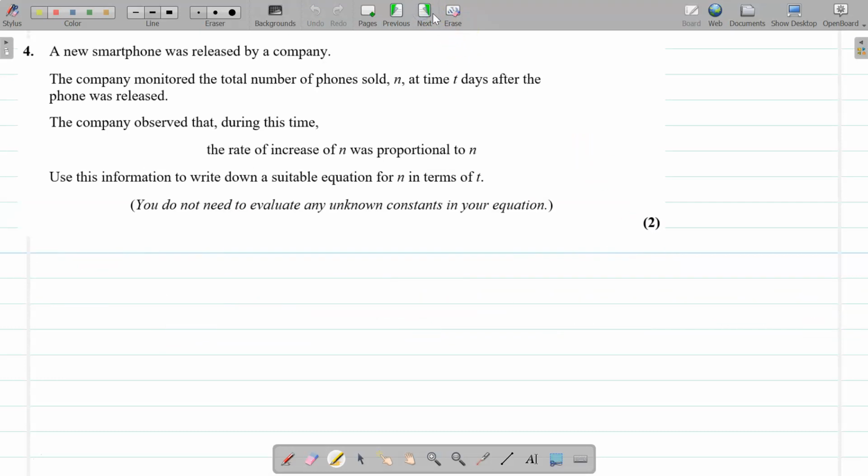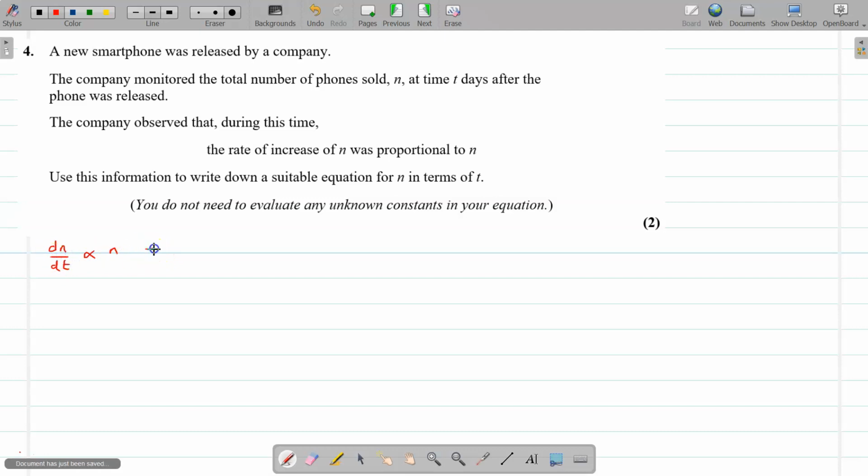Okay, next question. Now, a slightly unusual question, this one, because you don't actually need to work anything out. You just need to write down an equation. But what you were supposed to recognize here was that the rate of increase of n is proportional to n. So for 1 mark, if you had just started by writing that the rate of change of n, which is dn by dt, is proportional to n, that would have got you off the ground with 1 mark.